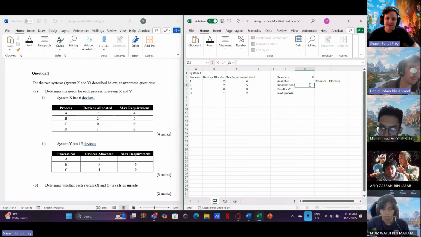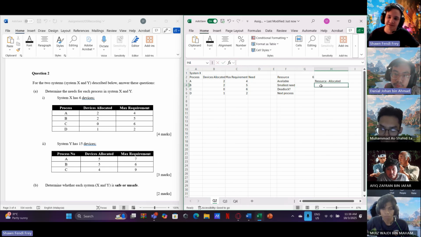So smallest need is going to be. Well, we don't need to do that yet. Not yet. All right. So to get need.